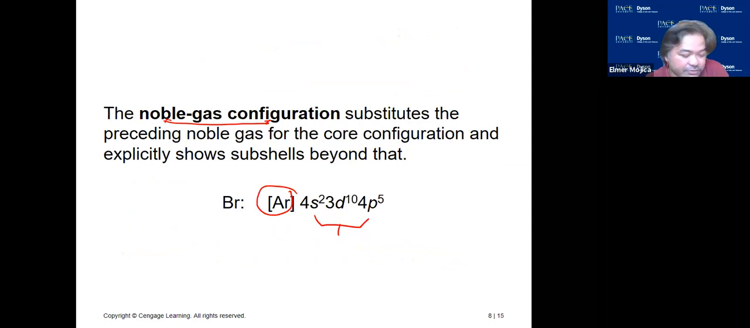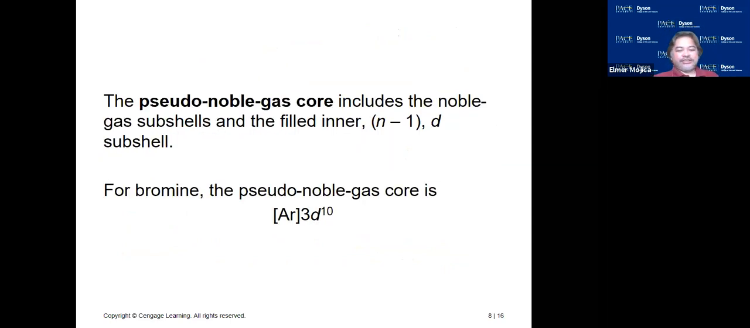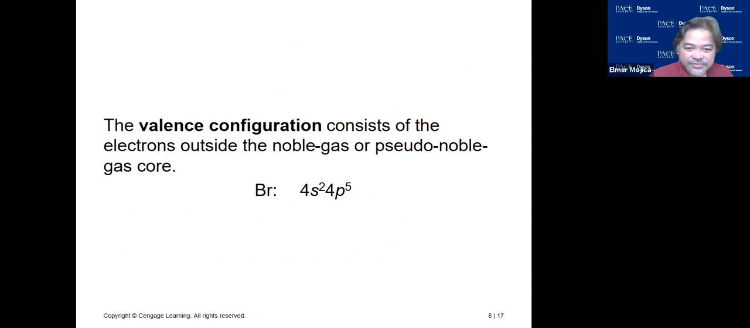Now, in some ways, they also have the so-called pseudo noble gas core. And this includes the noble gas subshells and the filled inner d subshell. So for bromine, this is your noble gas core. Okay? Because the next one that you have here is the so-called valence configuration. And in valence configuration, you only include the s and the p orbitals.